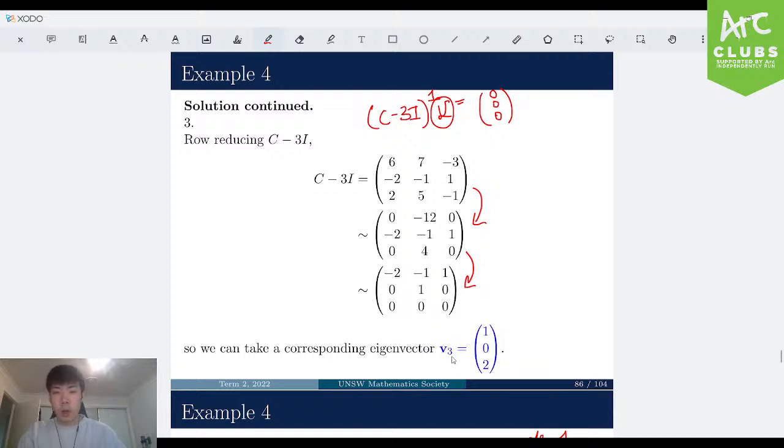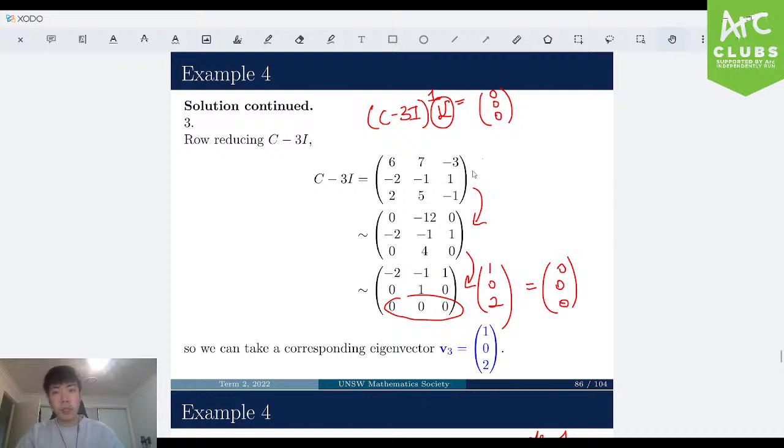And then we can just quickly cook up our own eigenvector. We can see that 1, 0, 2 works, because we multiply by 1, 0, 2 here. Negative 2 times 1 is negative 2, plus negative 1 times 0 is 0, plus 1 times 2 is 2. So negative 2 plus 2 gives us 0. Then the next entry will be 0, 1, 0 times 1, 0, 2. That gives us 0 plus 0 plus 0, which is 0. And finally, this entire row is 0, so obviously this will be 0. And so we have just cooked up our own eigenvector for eigenvalue 3, and that's it.